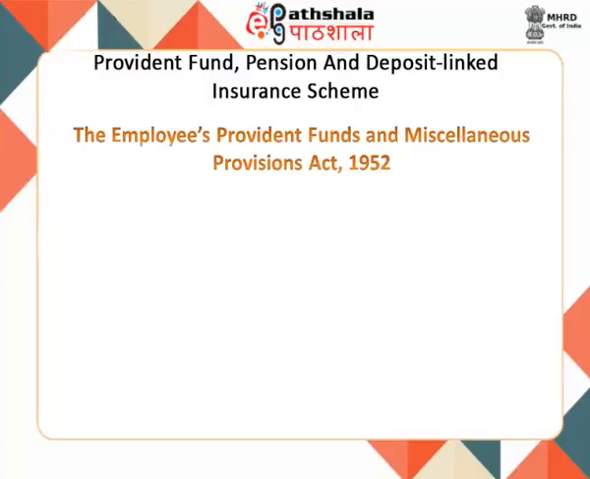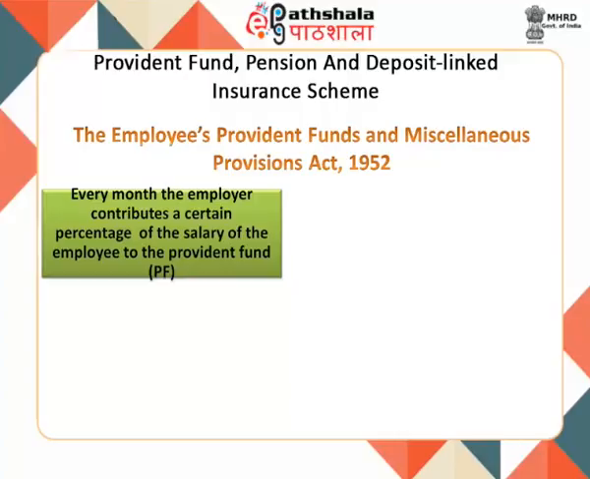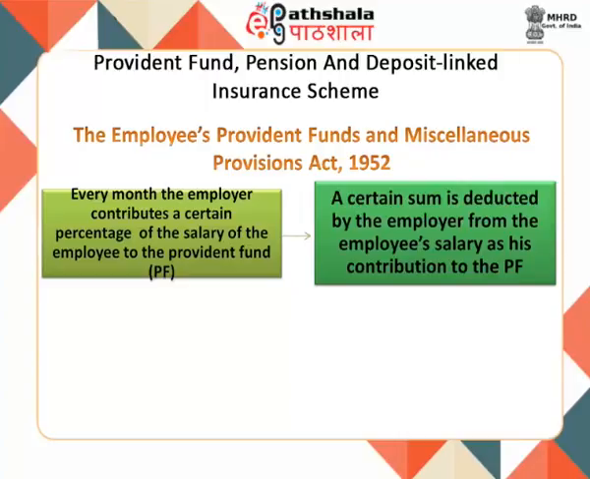The Employees Provident Fund and Miscellaneous Provisions Act 1952 provides for three schemes in this regard. The Employees Provident Fund Scheme 1952. Under this scheme, every month the employer contributes a certain percentage, which may vary, of the salary of the employees to the Provident Fund account, and a sum equal to or greater than the contribution payable by the employer is deducted by the employer from the employee's salary as his contribution to the Provident Fund.